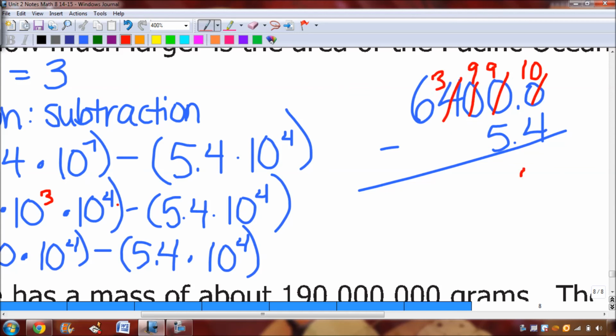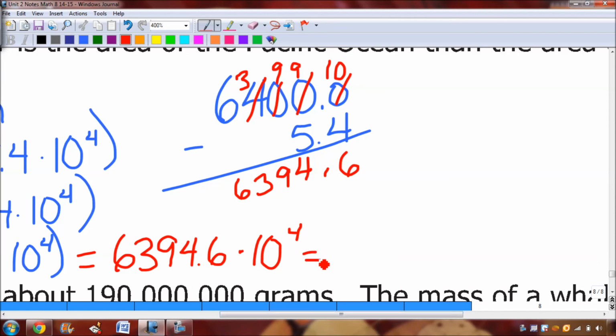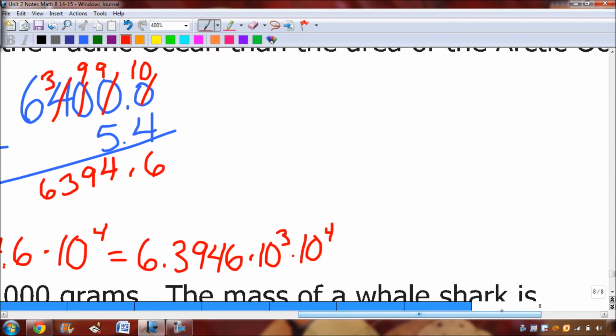So 10 minus 4 is 6. 9 minus 5 is 4. The 9 brings down, the 3 gets brought down, the 6 gets brought down. So you end up getting 6,394.6 times 10 to the fourth power. Then I have to adjust it. This becomes 6.3946 because it has to be between 1 and 10. Move the decimal place over 3 times, okay? So this becomes 6.3946 times 10 to the third power times 10 to the fourth power. So your final answer is 6.3946.